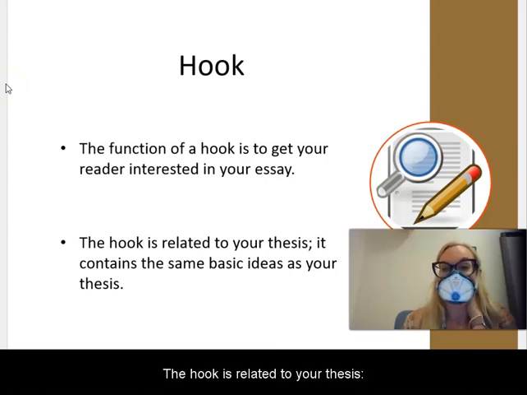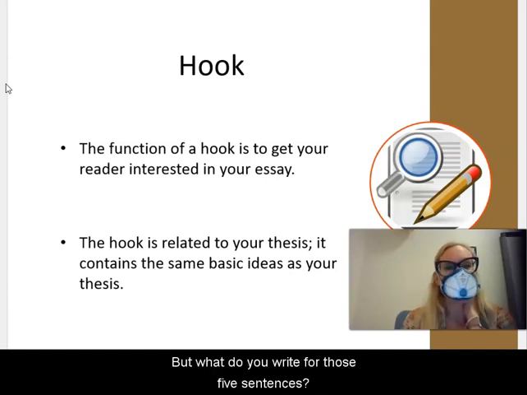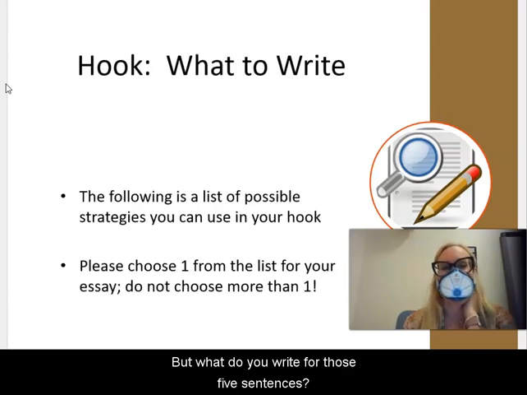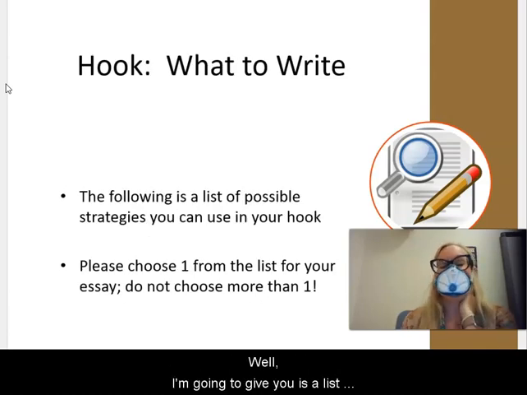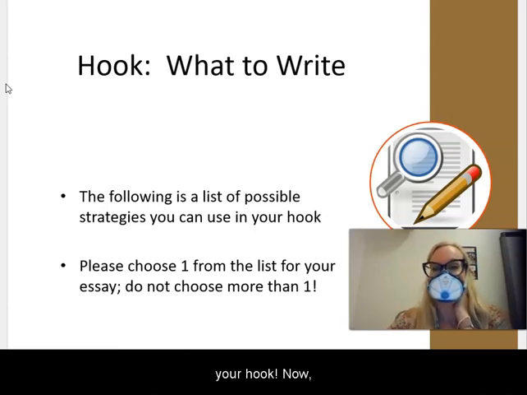The hook is related to your thesis. It contains the same basic ideas as your thesis. But what do you write for those 5 sentences? What I'm going to give you is a list of possible hooks or strategies you can use in your hook.